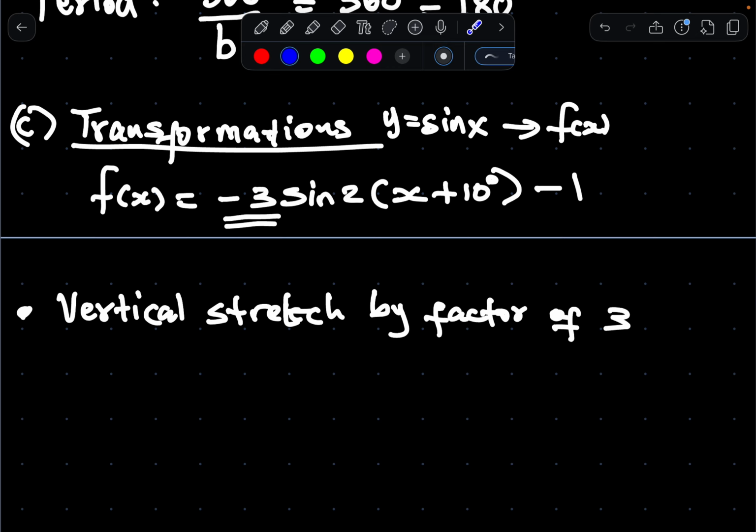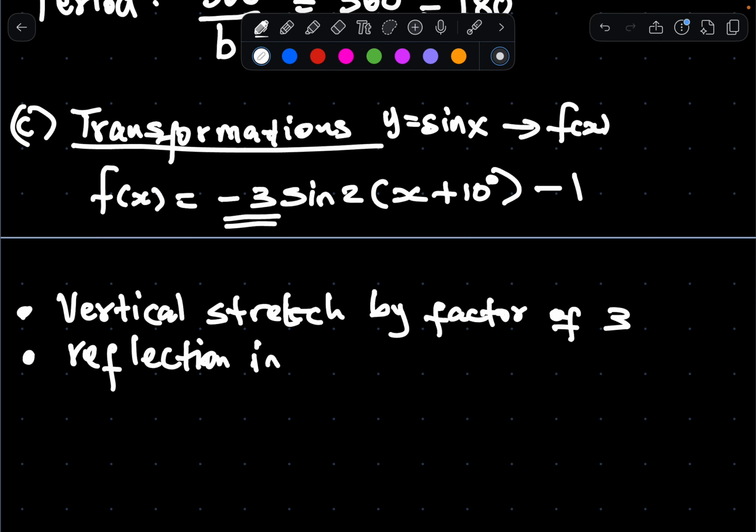Now let's talk about this sign. If you have a negative here, it means you have reflected. This negative just means reflection. So we had a reflection in the x-axis because of that negative. That negative just tells you there was a reflection in the x-axis. If it was positive, there would be no reflection. It will just be a vertical stretch. That was about the 3. Now we're going to talk about the 2.